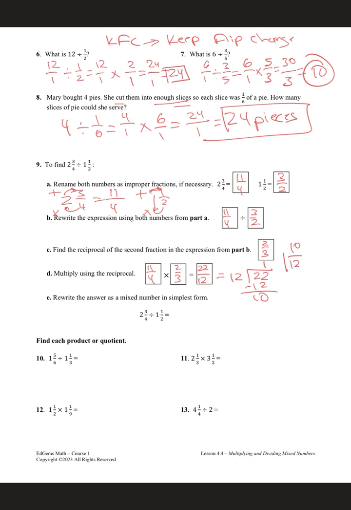Now we're going to reduce the fraction part of this. So leave the whole number alone. And what's the greatest common factor of 10 and 12? That would be 2. So we're going to divide both the numerator and the denominator by 2. So 10 divided by 2 is 5.